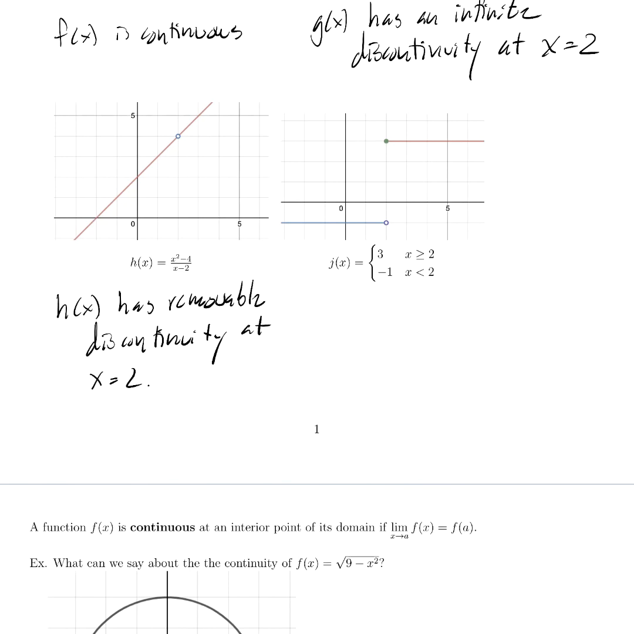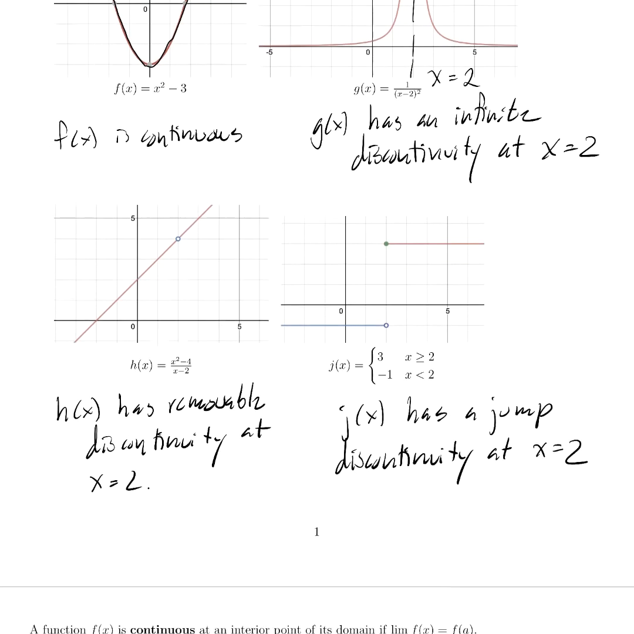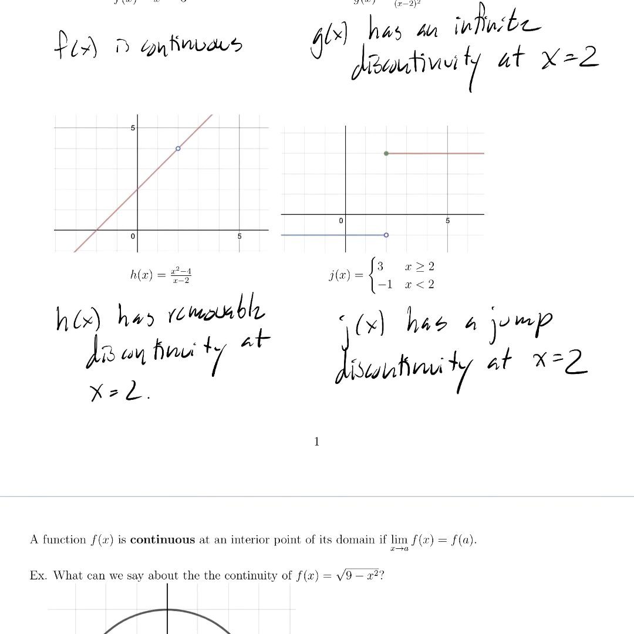Okay, the last function looks like 3 when x is greater than or equal to 2, and looks like -1 when x is less than 2. And we see here this gap where we jump from -1 up to 3, and j of x is said to have a jump discontinuity at x equals 2. So we have a continuous function, a function with an infinite discontinuity, a removable discontinuity and a jump discontinuity.